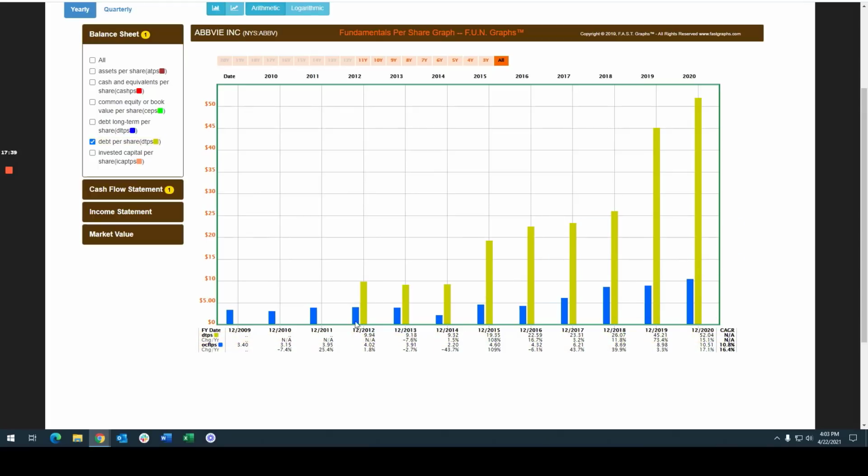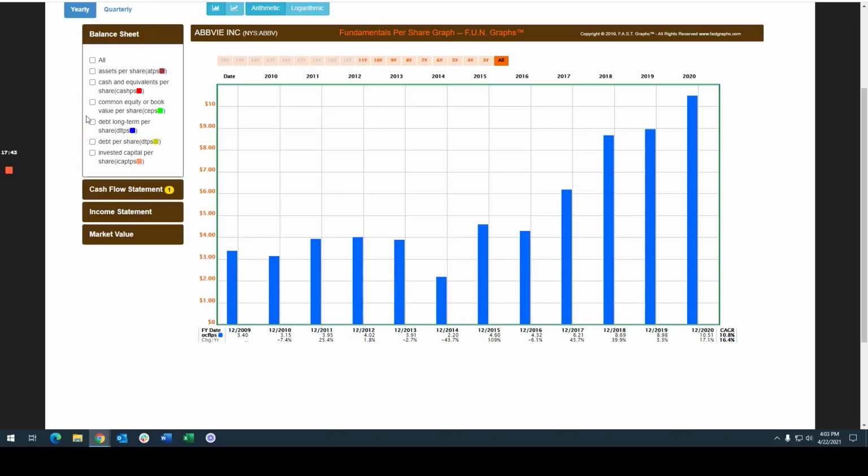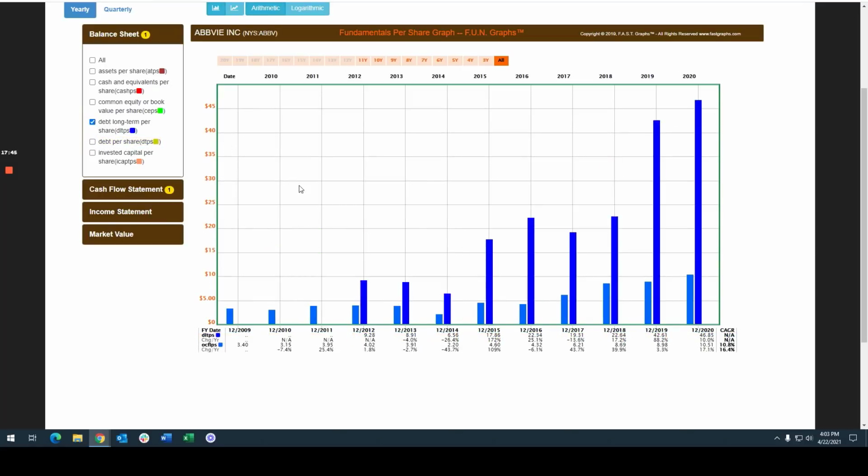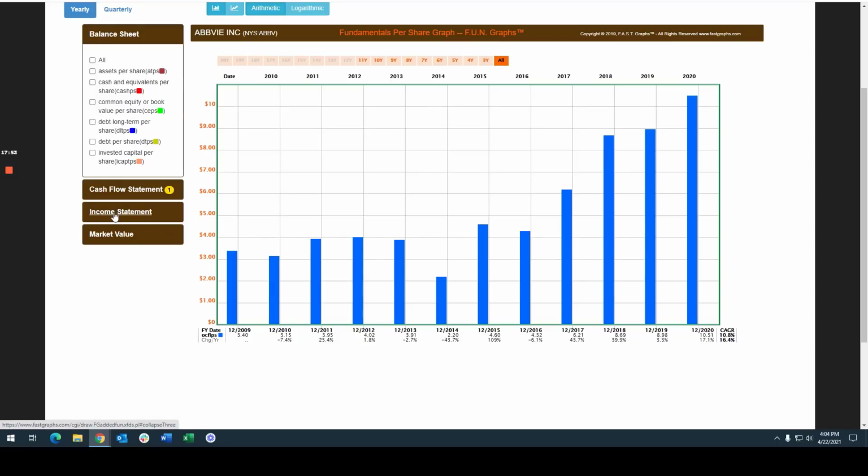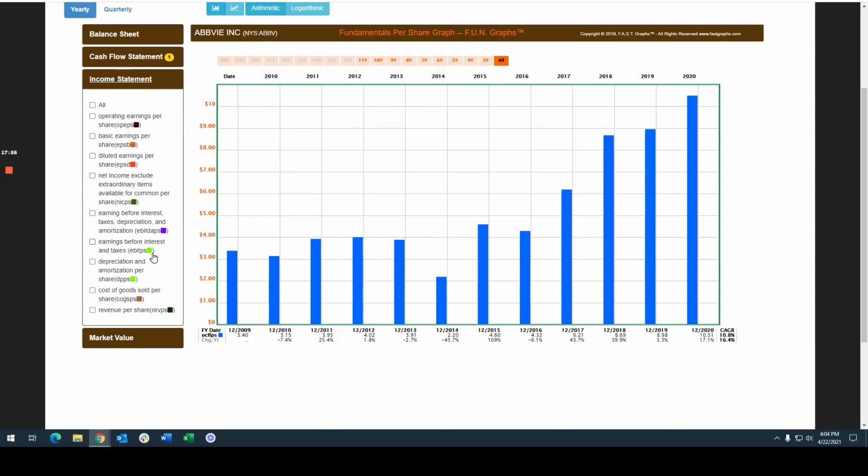And the answer is they've got strong cash flows. All this debt is not coming due at once. So I go back to the long-term debt, and I'm looking at the long-term debt, meaning they're going to amortize this, and I've got pretty strong cash flows covering that. So I'll spend some time on that. I've already spent a lot of time on the income statement by looking at the original Fast Graphs.